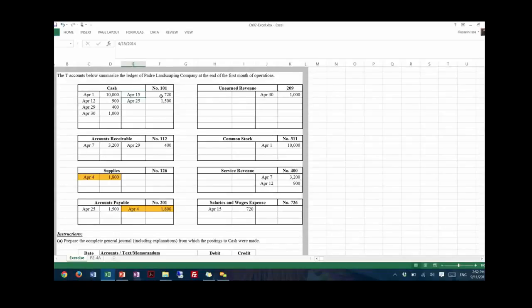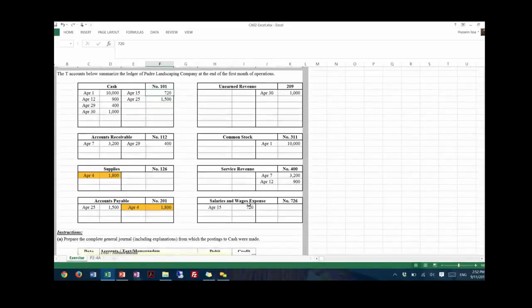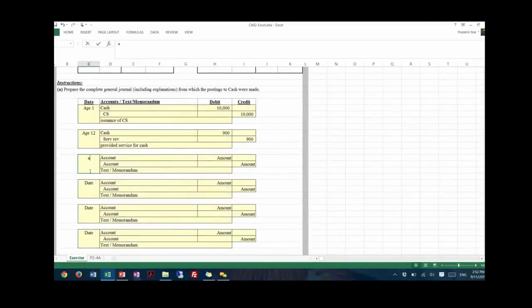So next is April 15, we had the credit to cash with the amount of $720. That corresponds to what? Salaries and wages expense. So we know that on April 15, salaries and wages expense was debited 720, cash was credited 720, and the description would be payment of salaries, something like that. Okay, so this is how you do the whole thing.